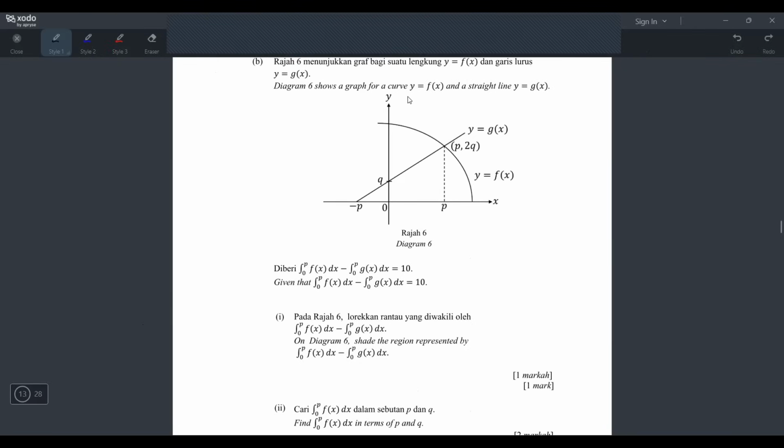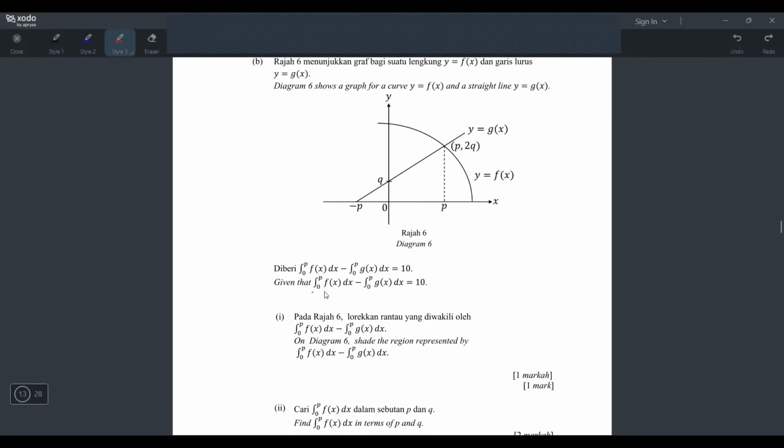Diagram 6 shows a graph of curve y equals f(x). So I think it's talking about this one. It's the curve, right? And then straight line y equals g(x), which is this line. Yeah. So there's a curve, there's a line. And then it says given that the integral from 0 to p of f(x) dx minus the integral from 0 to p of g(x) dx equals 10.